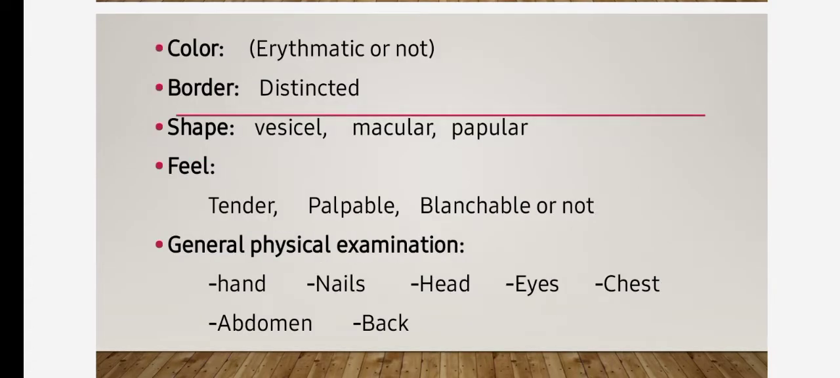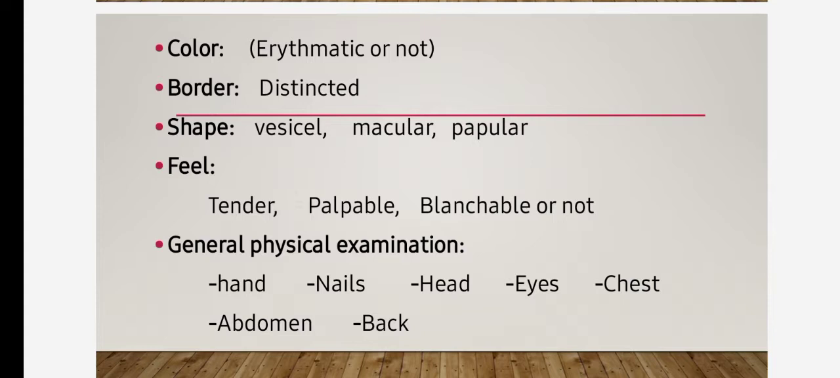Now look for the border, whether it is distinct or not. Then look for the shape of the rash, whether it is macular, papular, vesicular, confluent or scattered. Then feel the rash, whether it is palpable, tender, blanchable, which is mostly present in viral or allergic rash, or non-blanchable, which is present in ITP, HSP and leukemic rash. Then take the size of the rash.